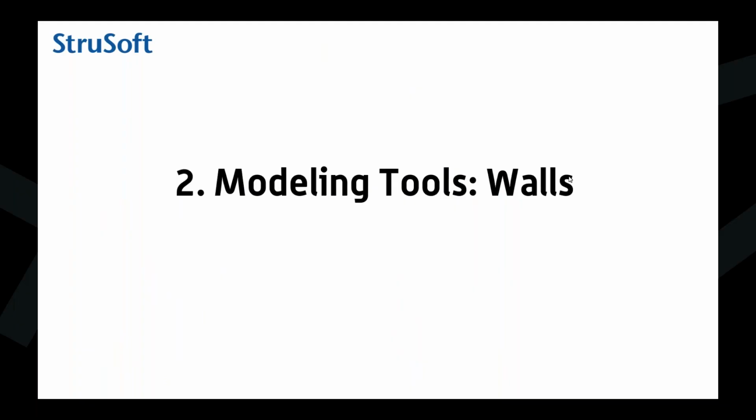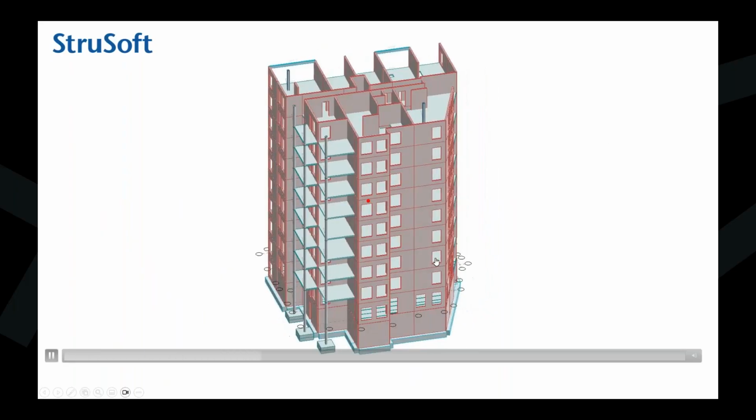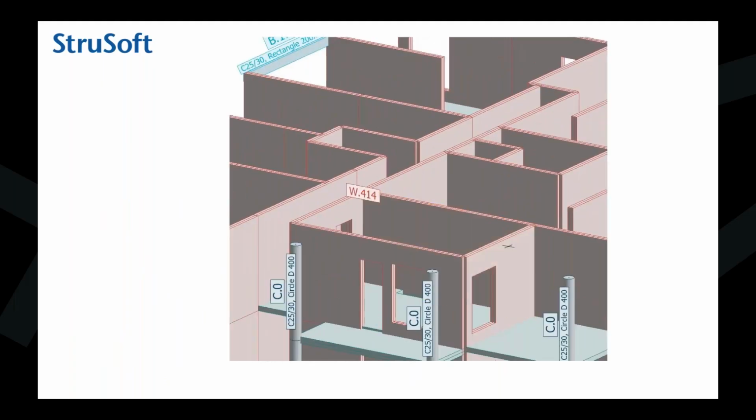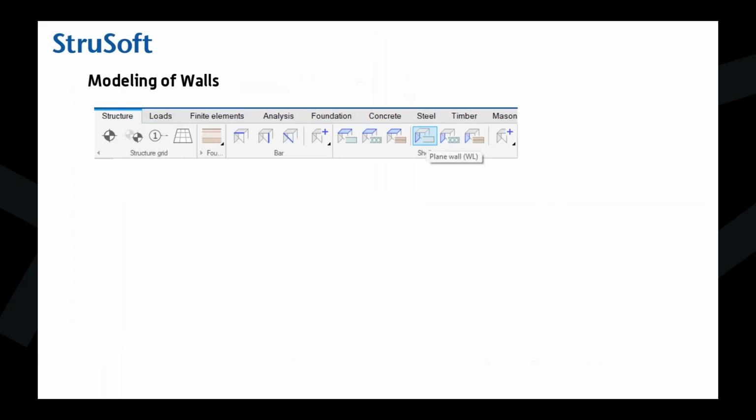So we go to the modeling tools and look how we can model anything. A typical structure will look something like this, and then we can look at how we can make these walls with FEM-Design. They can be really complex. So we start with the plain wall. The plain wall is the magical button where you do like 90% of your element structure in FEM-Design.